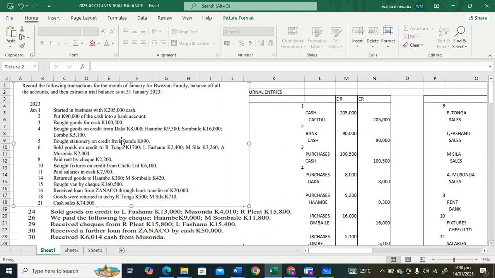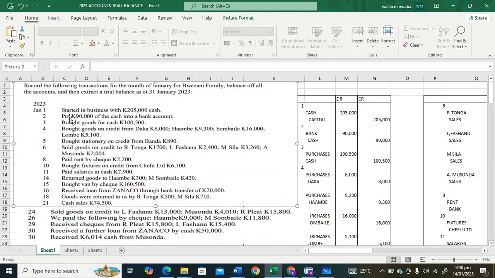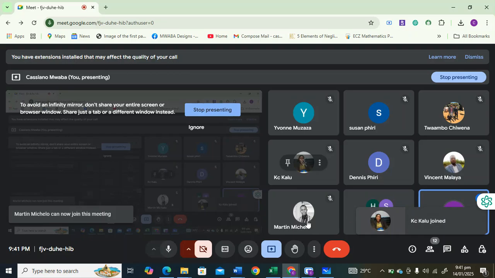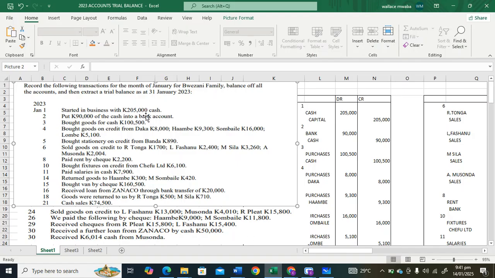Okay, we go to the next transaction: put 90,000 of cash into the bank account. So you ask yourself, what transaction is going on here? Sometimes the transaction doesn't have a name, but you just have to understand what is going on. Colleagues, what's happening here? Remember, just look at the wordings of the question and it will tell you everything. The key is in the wordings, nowhere else. So, colleagues, can anybody tell us what's happening here?